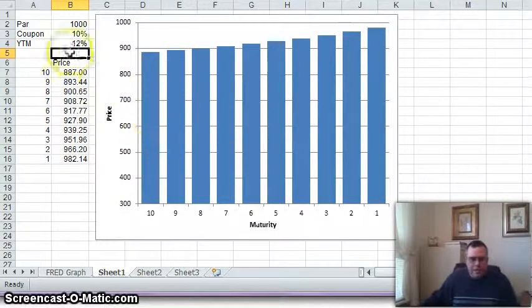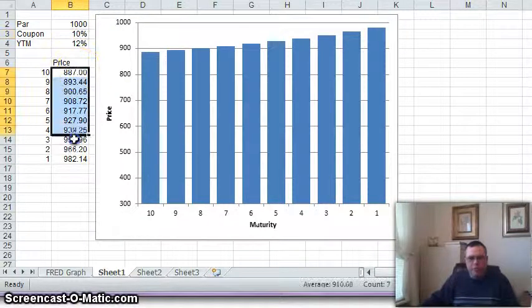What I have here is inputs of par value, coupon rate, and yield to maturity. I've set these to 1,000, 10%, and 12%. I'm sorry, disregard that. What I'm doing here is showing you the present value, or the price, for different maturities. So everywhere from a 10-year maturity down to just a 1-year maturity, what the price of that bond would be.